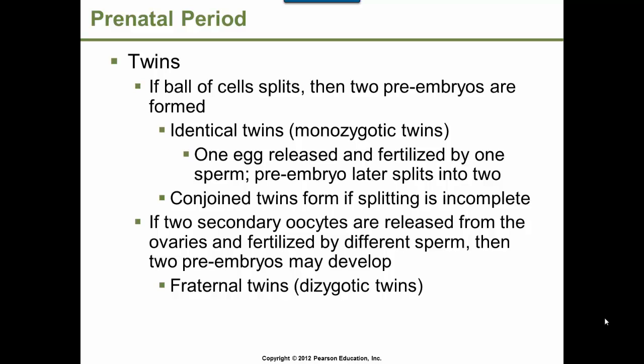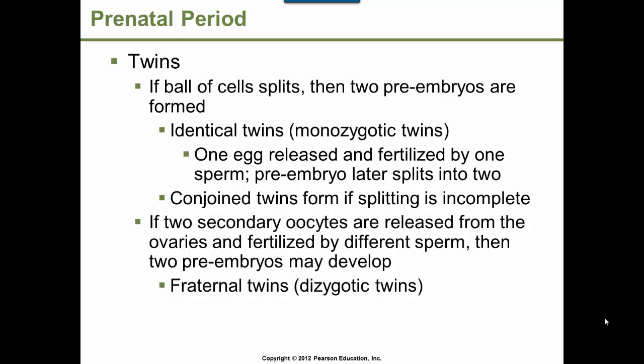Twins. If the ball of cells splits, then 2 pre-embryos are formed. Identical twins are also termed monozygotic twins. This occurs when one egg is released and fertilized by one sperm, and the pre-embryo later splits into 2. Conjoined twins form if the splitting is incomplete.